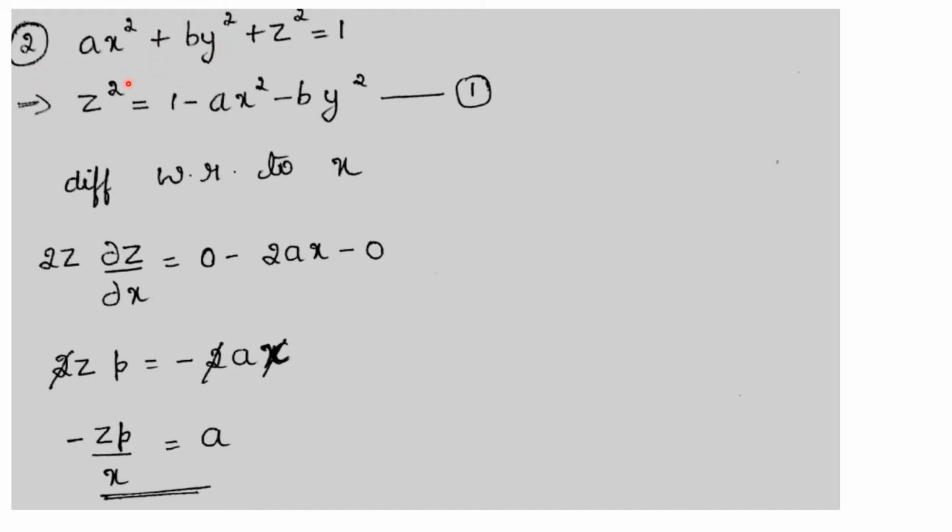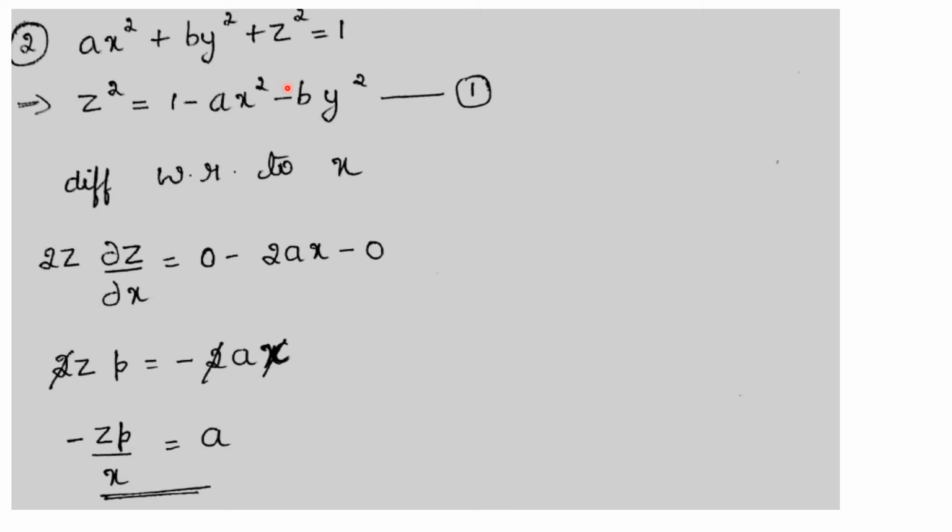So now ax square plus by square plus z square equal to 1. Alright, so what is z square equal to from this? Z square is equal to 1 minus ax square minus by square. Let me name this as equation 1.